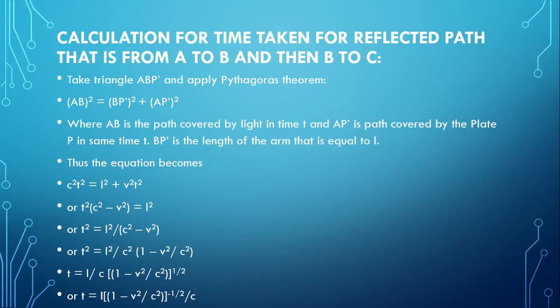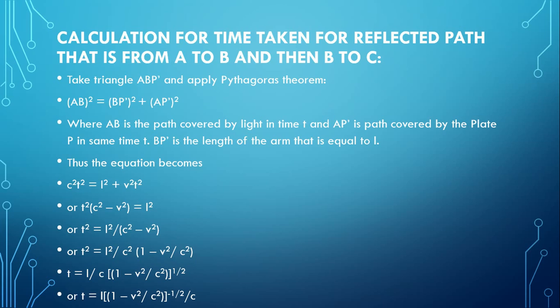Take the triangle ABP dash and apply the Pythagoras theorem. AB square equals BP dash square plus AP dash square, where AB is the path covered by light in time t and AP dash is the path covered by the plate P in the same time t. BP dash is the length of the arm, that is equal to l. Thus the equation becomes c square t square equals l square plus v square t square. Taking the v square t square to the left hand side and taking t square common, we get t square times c square minus v square equals l square.